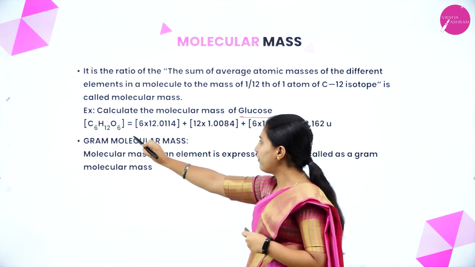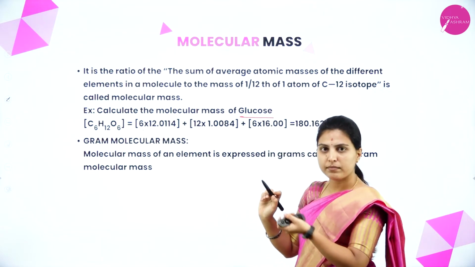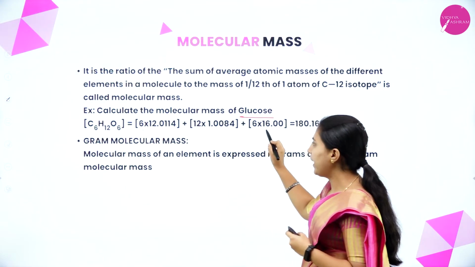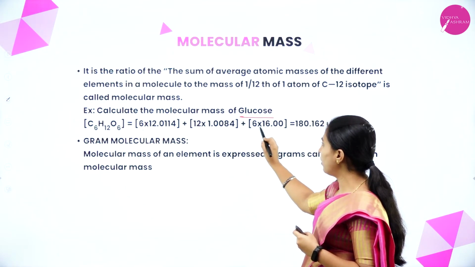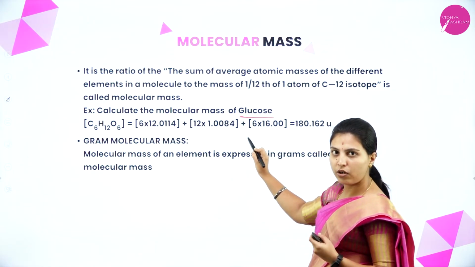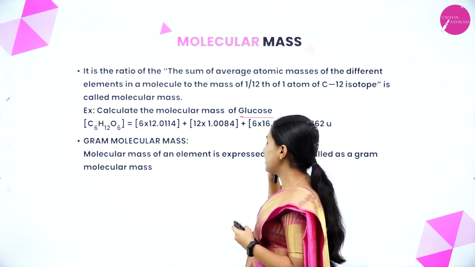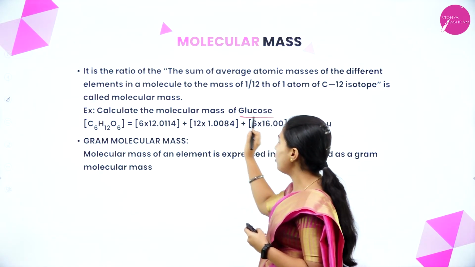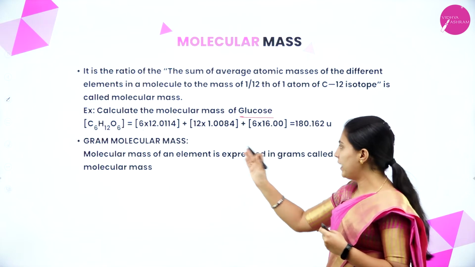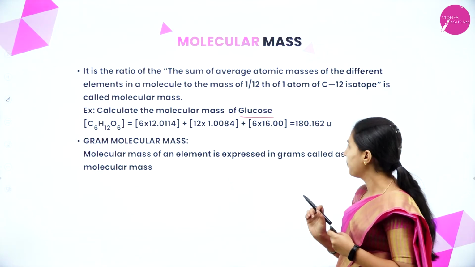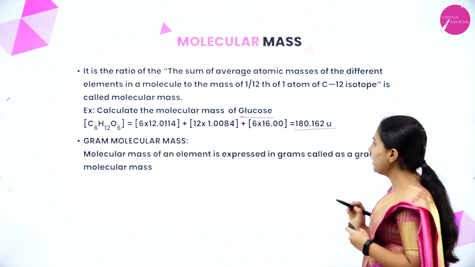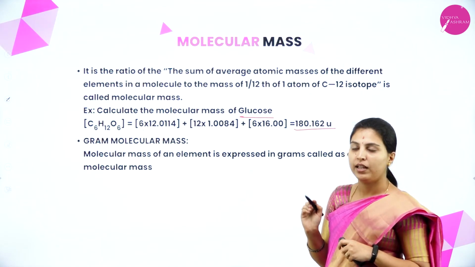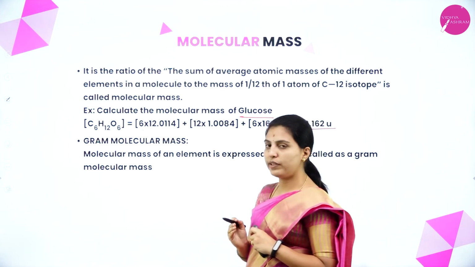Again, 12 atoms of hydrogen. What is the atomic mass of hydrogen? 1. Again, 6 atoms of oxygen. What is the atomic mass of oxygen? That is 16. 6 atoms of oxygen are present, that's why 6. By taking the sum of all the elemental atomic masses, you will get 180.162 unified mass. That is how the molecular mass is calculated.